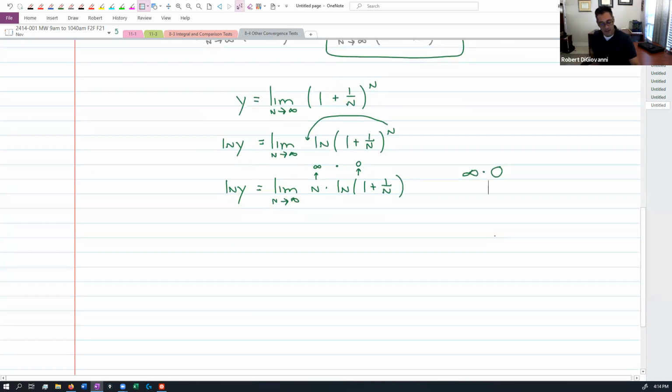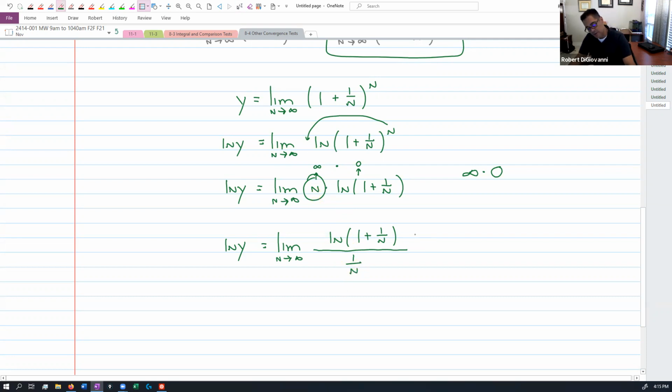And the standard technique to solve that is to drop one of them down. So what I mean by that is I'm going to leave the natural log of 1 plus 1 over n here. And I'm going to rewrite this n that was up next to it as a 1 over n in the denominator. So algebraically, these are exactly the same. n on top is the same as a 1 over n on the bottom.